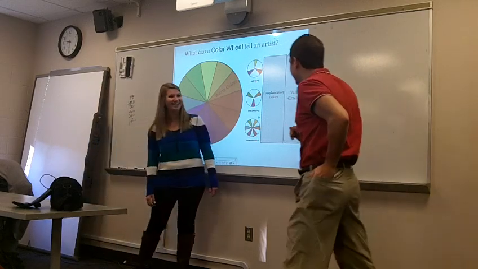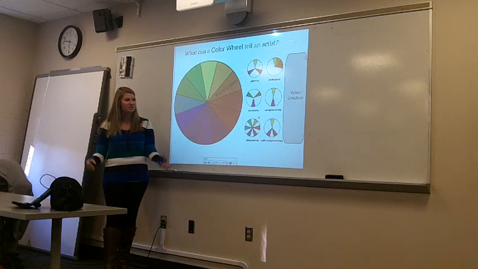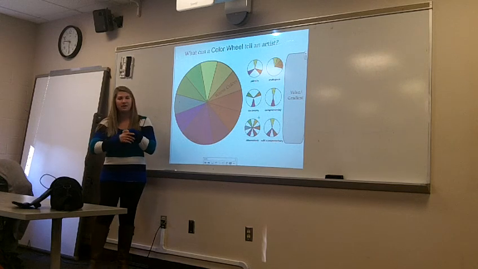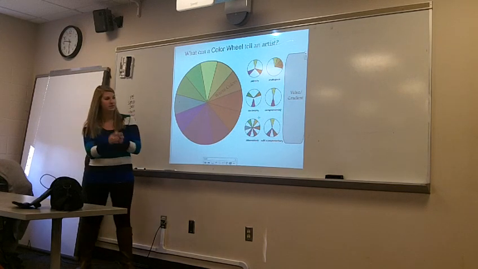Okay. Thanks. And then you can do complementary colors, which are on either side of each other from the color wheel. And then a fun word, which is analogous, which are the colors that are directly next to each other on the color wheel.